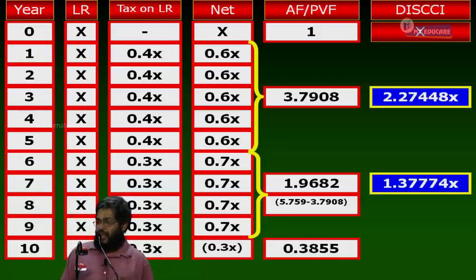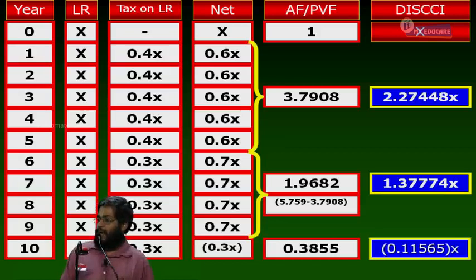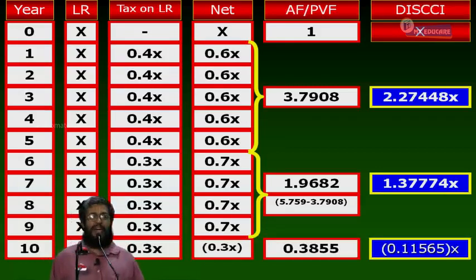0.3855 into 0.3x gives how much? 0.11565x. That should be reduced because it's an outflow against all the inflows. Minus 0.11565x.